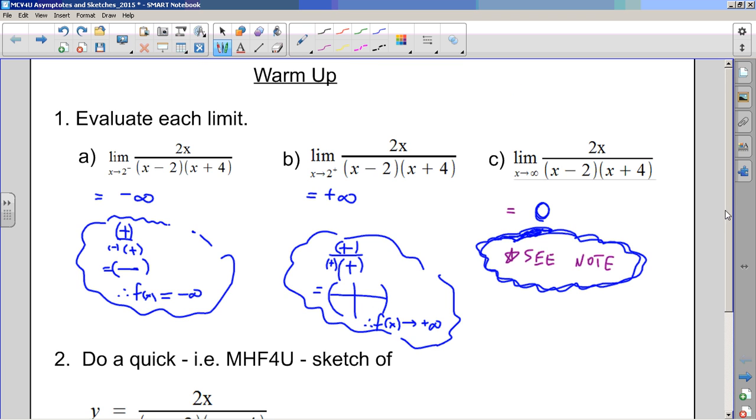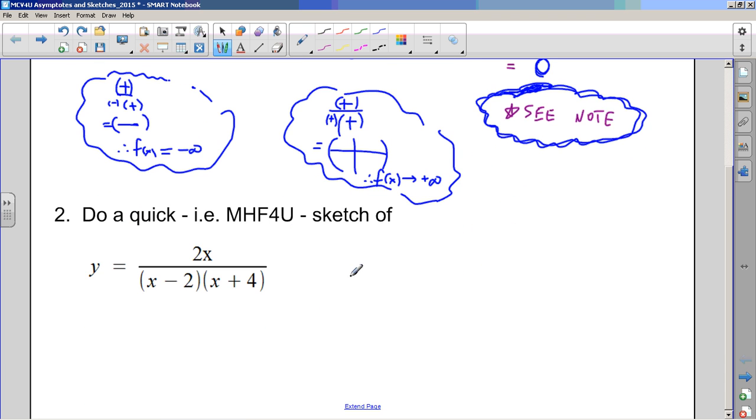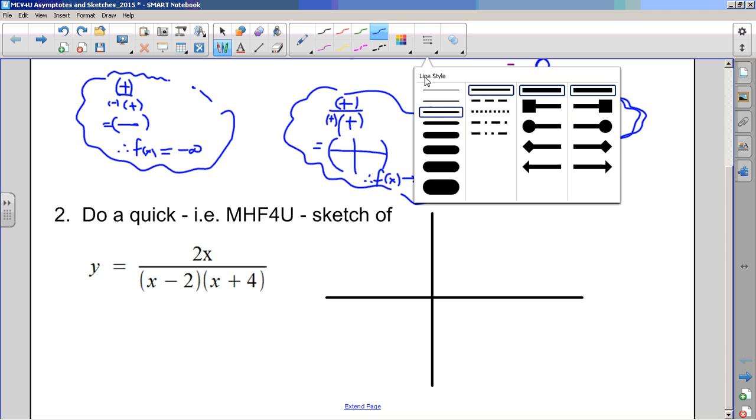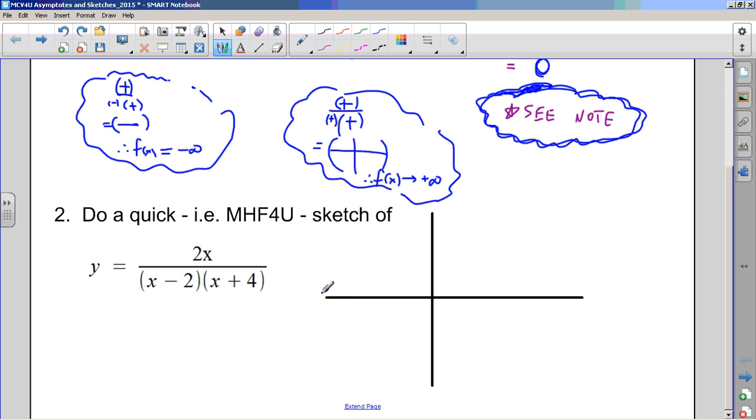All right, back to the warm-up. We wanted to do that sketch. Do a quick sketch of that graph. Okay, fine. We'd know there's a horizontal asymptote at 0, and from the analysis that we did before, this is going to go like this, this goes like this. Vertical asymptote at 2, vertical asymptote at -4 rather. X-intercept at 0, y-intercept as well. Unfortunately, we don't get anything more there.